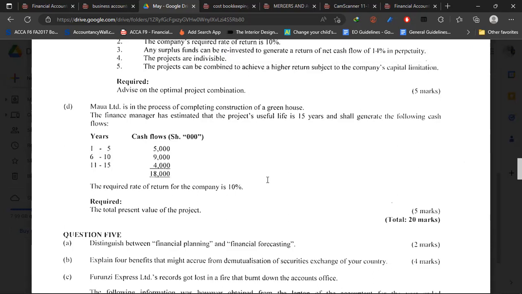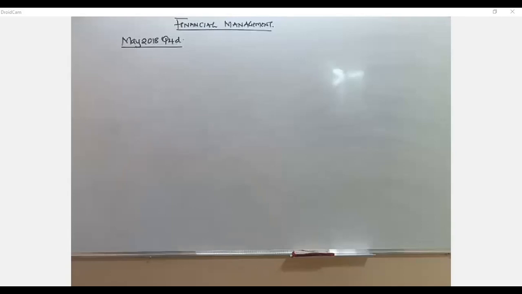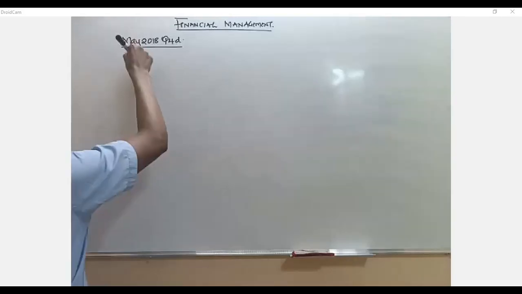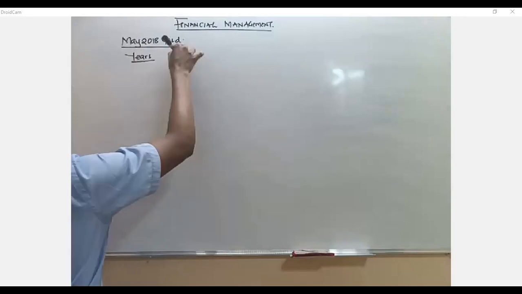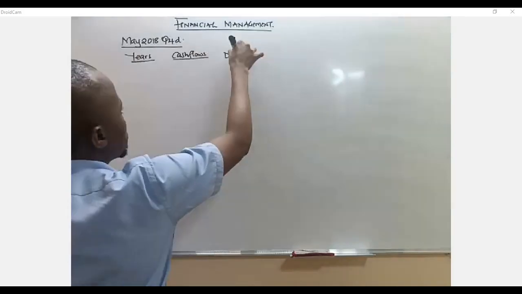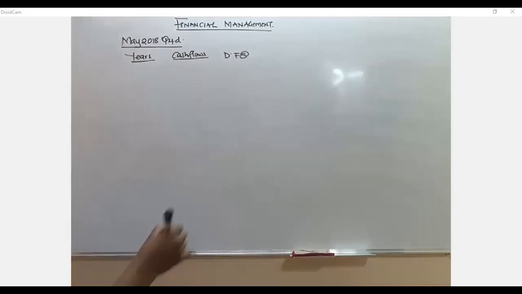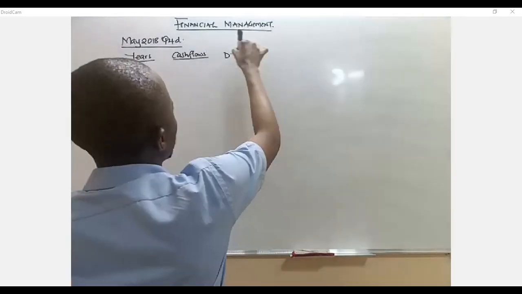And you can see the examiner there is giving us the cash flows already, so we are being given the cash flows to determine the present values. So this is what you have to be doing. You come here, let me copy my years. You copy your cash flows. Our discount factor, at which rate? The discount factor is given at the rate of 10%. Then you determine your present value.